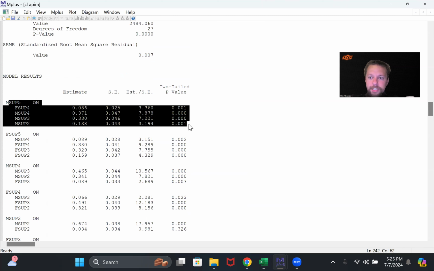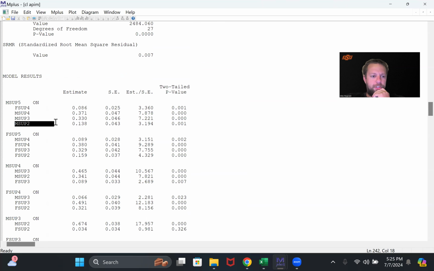So that to me just doesn't make a whole lot of sense. Just going back to path tracing rules, the effect of wave 2 on wave 5 is operating directly between wave 2 and wave 5. It's also operating indirectly through wave 4. So the effect of this first path, remember we added in a path, wave 4 being predicted by wave 2. So there's an effect there.